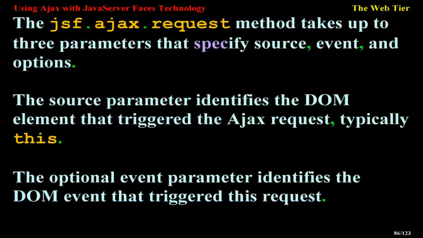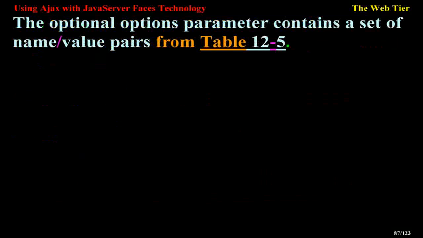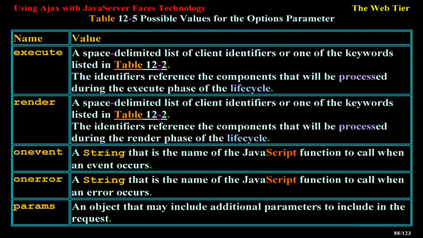The jsf.ajax.request method takes up to 3 parameters that specify source, event, and options. The source parameter identifies the DOM element that triggered the Ajax request, typically this. The optional event parameter identifies the DOM event that triggered this request. The optional options parameter contains a set of name value pairs from Table 12-5. Table 12-5, possible values for the options parameter. Name, value: execute, a space-delimited list of client identifiers or one of the keywords listed in Table 12-2.